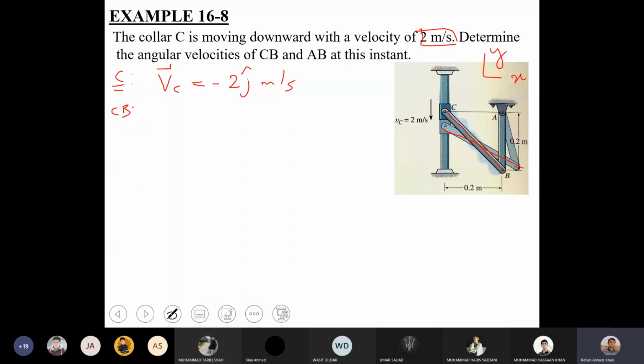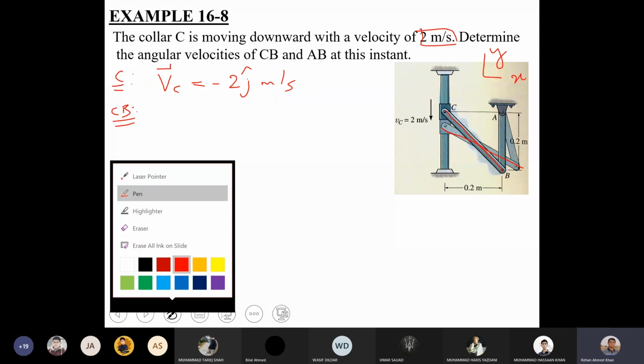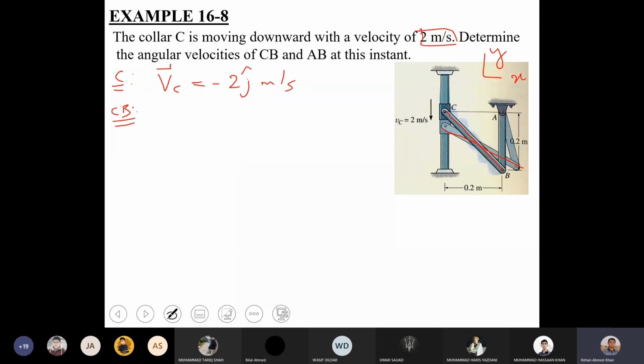Okay, now moving on to our next link, which is link CB. Since we have discussed earlier that this link is in general plane motion, we are going to apply the relative velocity equation on this link. What should be our base point, C or B? C, sir. Since the motion of point C is known to us, we are going to make C our base point. Accordingly, the relative velocity equation would become VB equal to VC plus omega cross r.